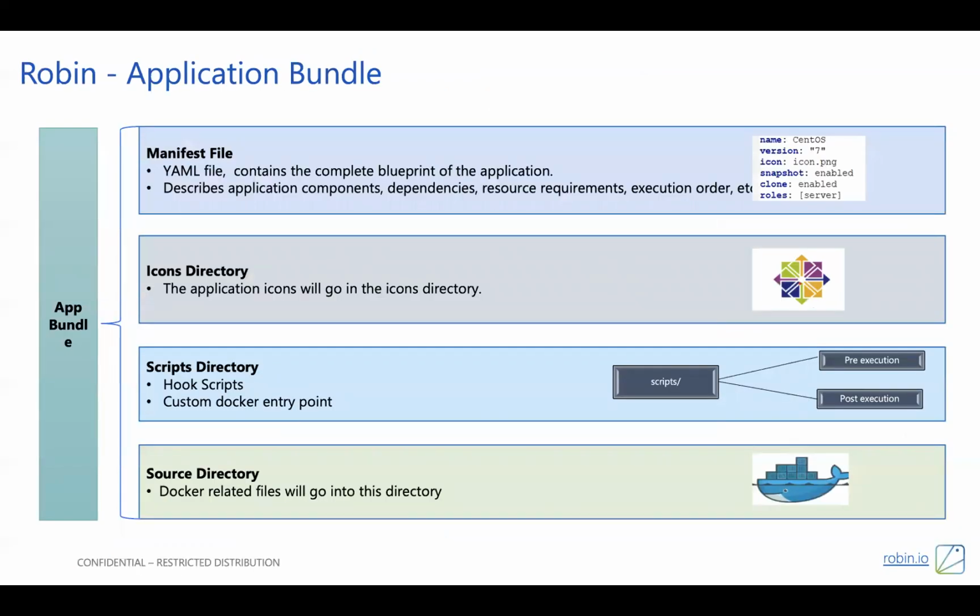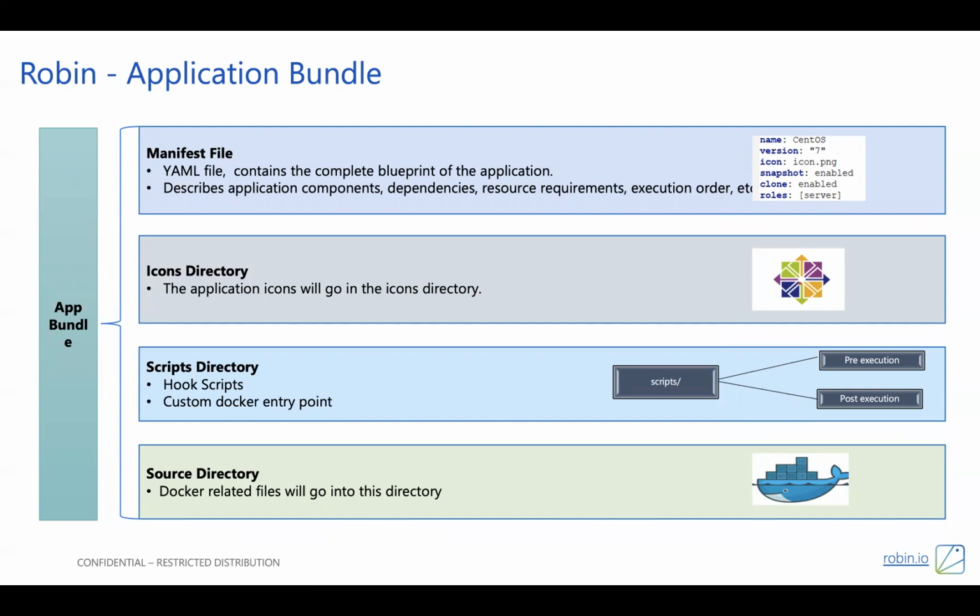Let me talk a little bit about what is Robin application bundle. Robin application bundle is a packaging of an application for deploying into a cloud native platform. And it's similar to Helm chart, but it has much simplified and more intuitive operations that you can perform on the application. The first thing is the manifest YAML file, which is a blueprint of the application, where you can describe the compute, storage, networking, and requirements.